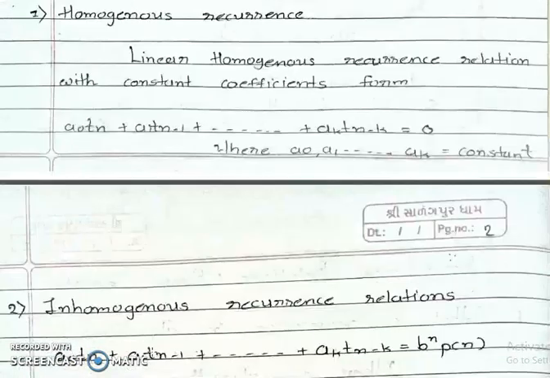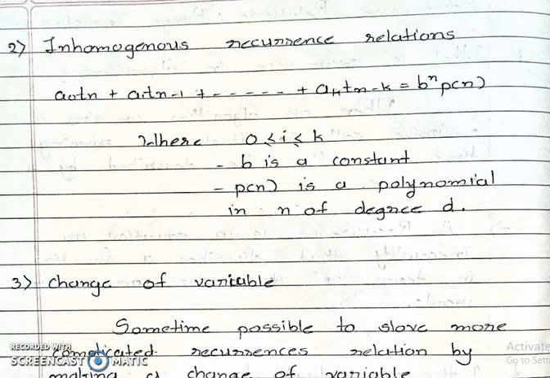Next is the inhomogeneous recurrence relation. The inhomogeneous recurrence relation has the form a0 tn plus a1 t(n minus 1) up to ak t(n minus k) equal to b raised to n times p of n. Here i is some value between 0 and k, b is a constant value, and p of n is a polynomial in n of degree d. So in an inhomogeneous recurrence relation, the right hand side should not equal 0. It contains a constant value like b to the n times p of n.